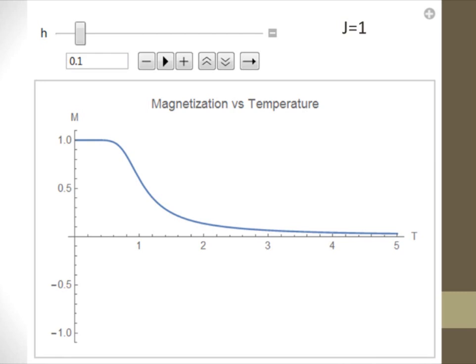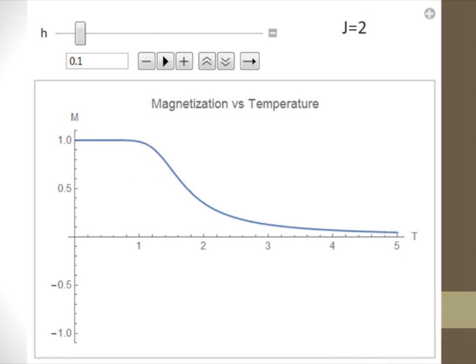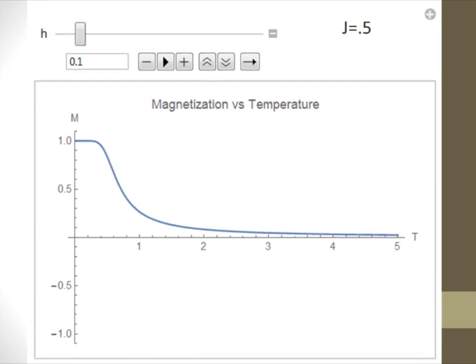The length of this region is dependent on the strength of the interparticle interactions. This is measured by our constant J. As we increase J, note that the constant region increases, and decreases when we do the opposite. This makes sense since stronger interparticle interactions lowers the energy state of the parallel state.